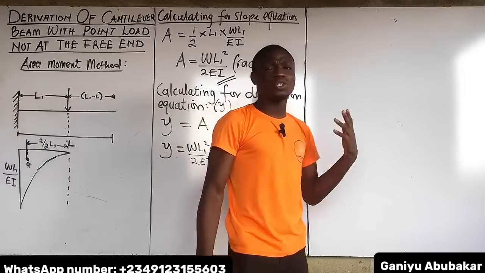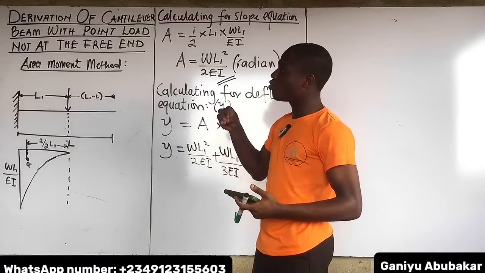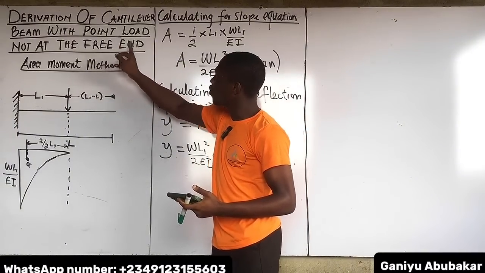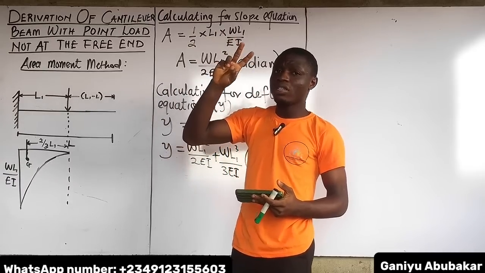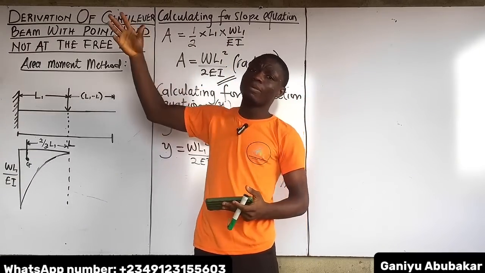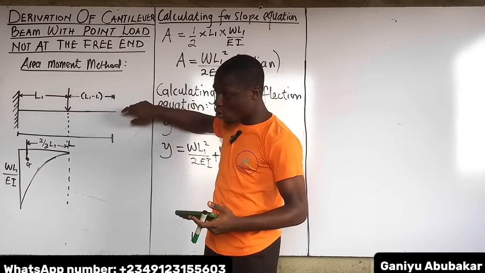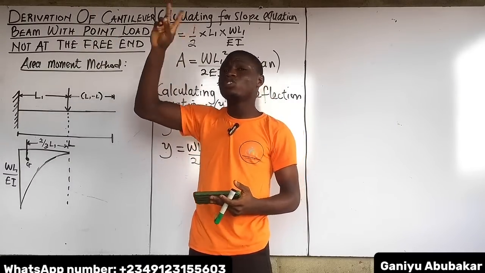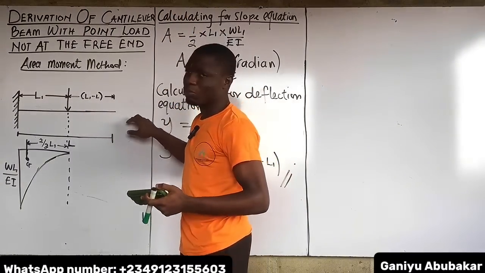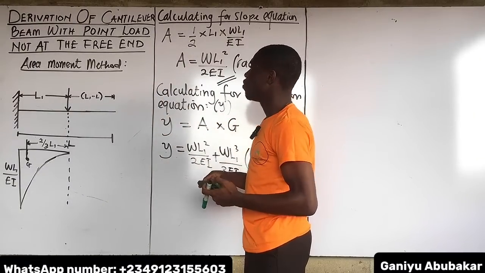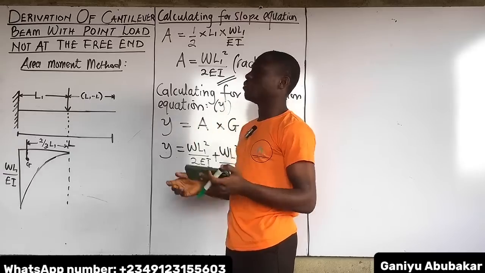All right. Let me explain something. How do I identify questions based on this? If you see a question, how do you know that question is talking about a cantilever beam with point load not at the free end? In the question, you'll be given two lengths. That's the concept. You'll be having two lengths in the question. So when you have two lengths in the question, don't stress. Apply the concept of a cantilever beam with point load not at the free end.